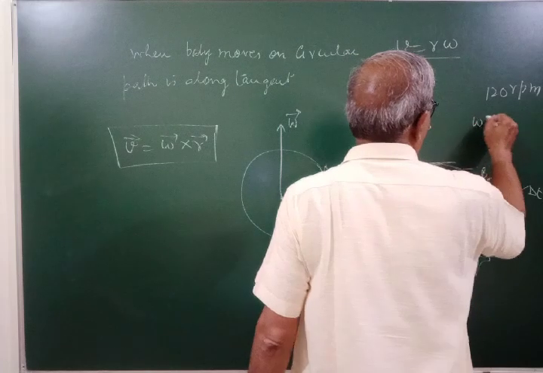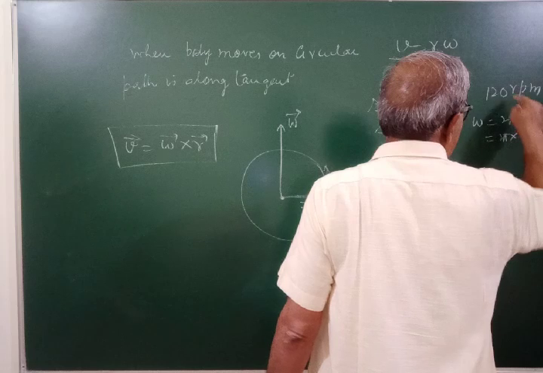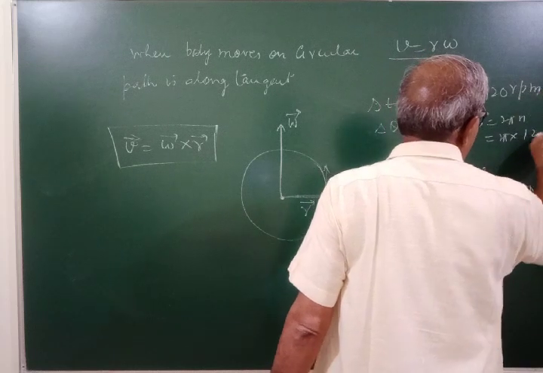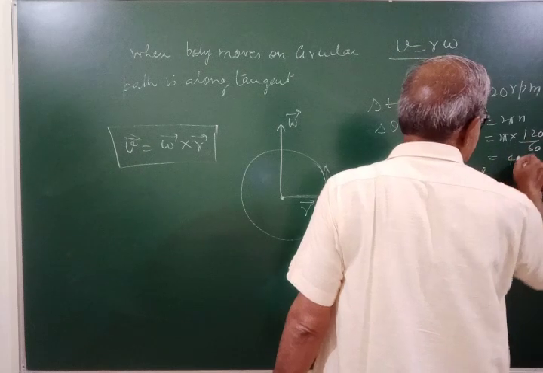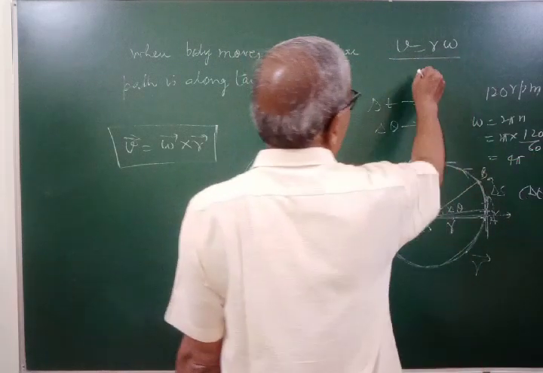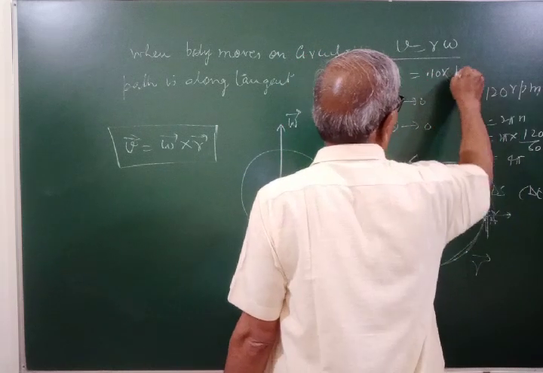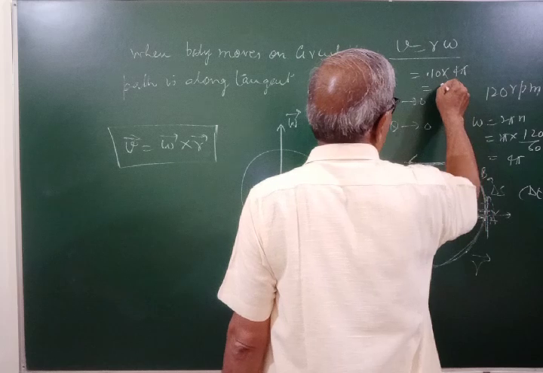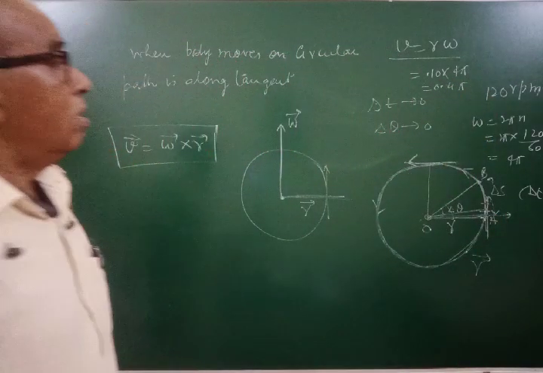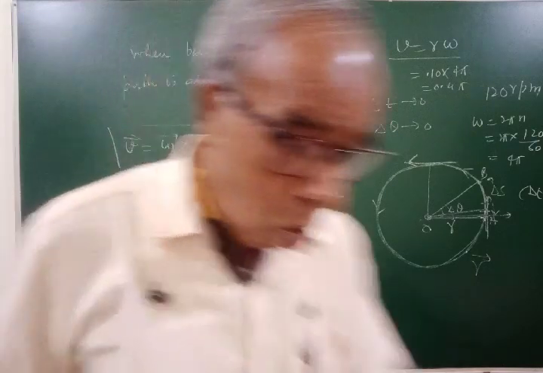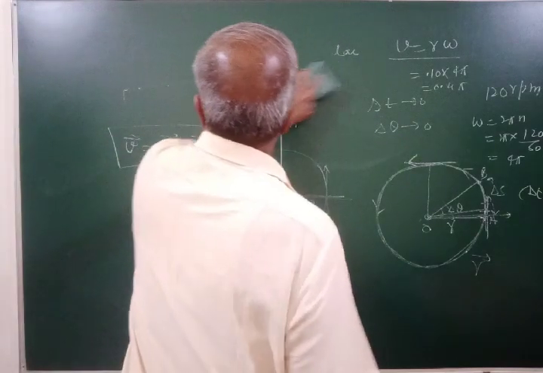So first you find omega, 2 pi n, equal to 2 pi into n. This is per minute, so we convert into seconds and divide by 60. So omega is 4 pi. And V equal to R omega, R is 10 centimeter, 0.10 meter, into omega, 4 pi. So it is 0.4 pi. Pi equal to 3.14. This meter per second will come out. What? Linear velocity.